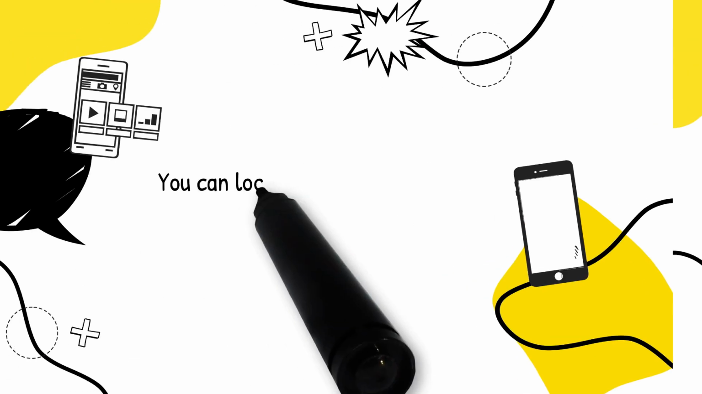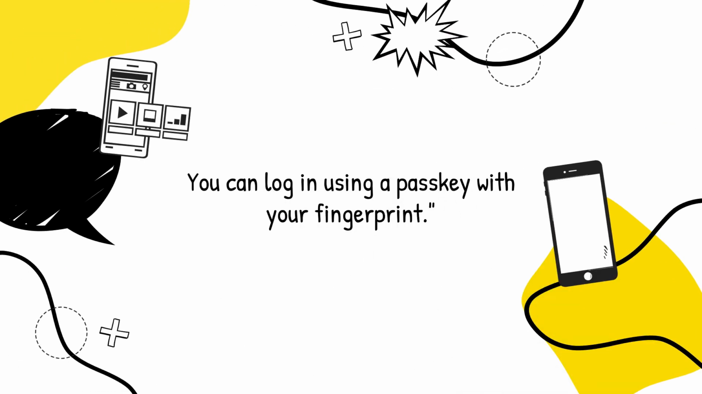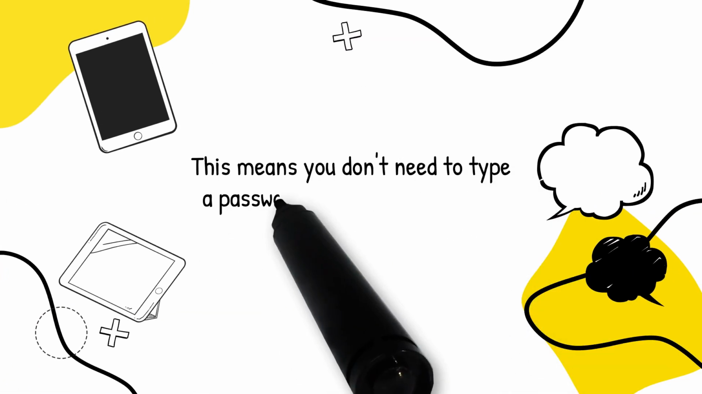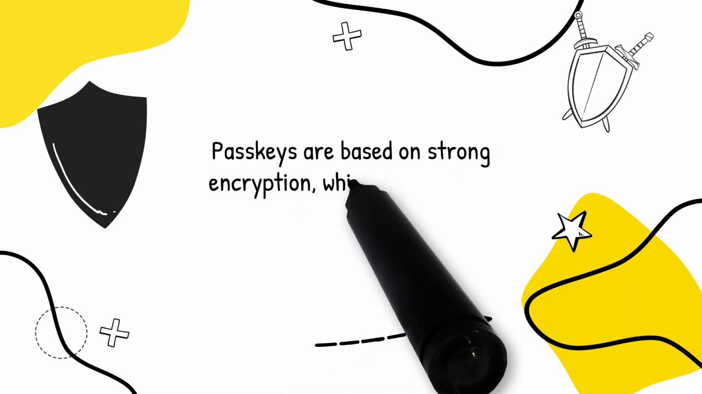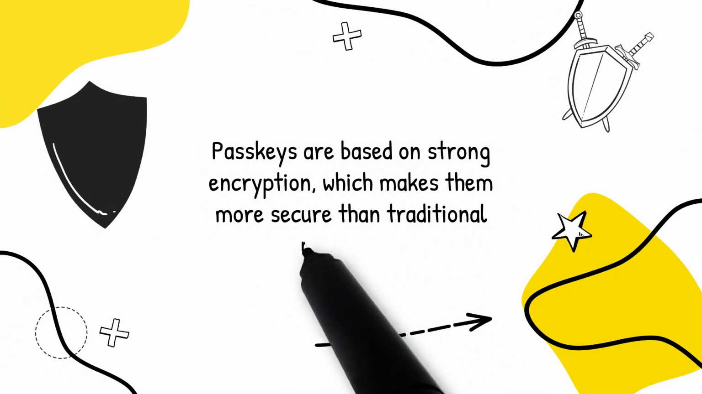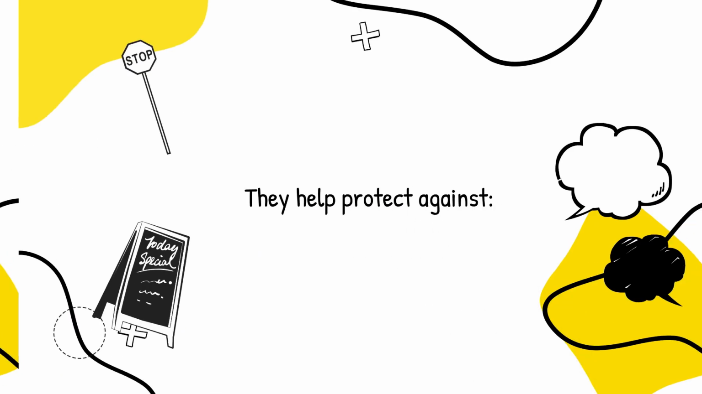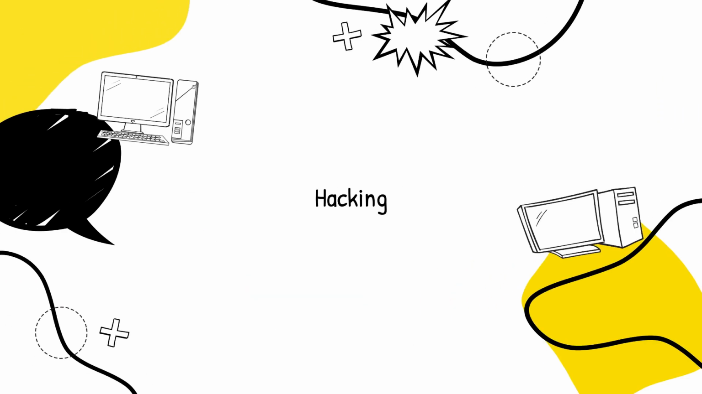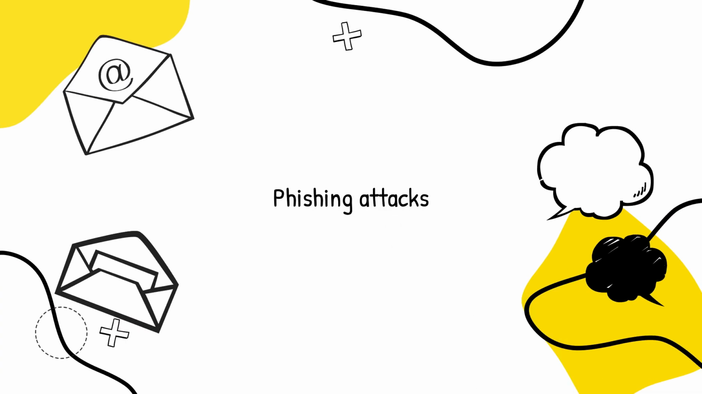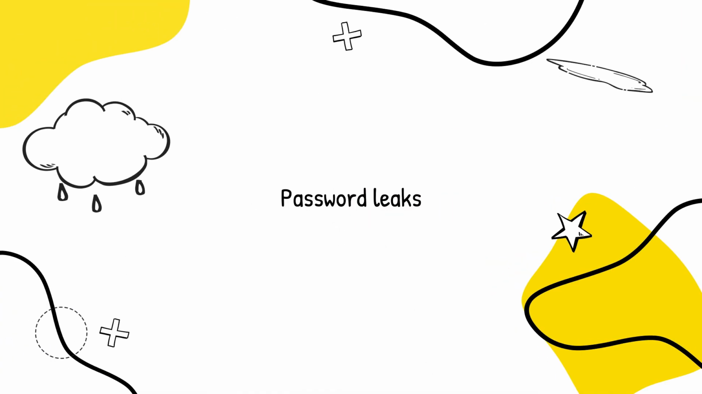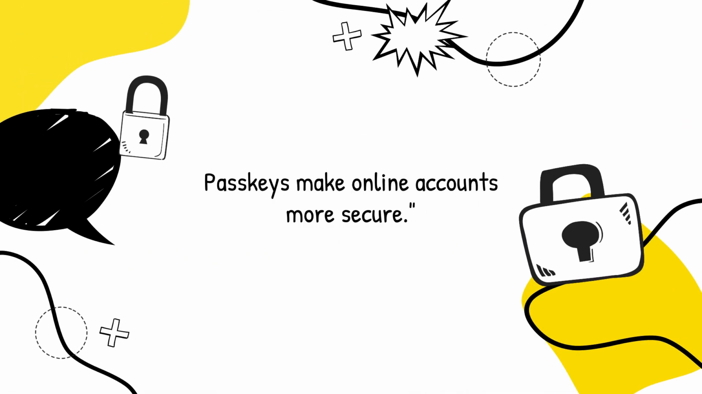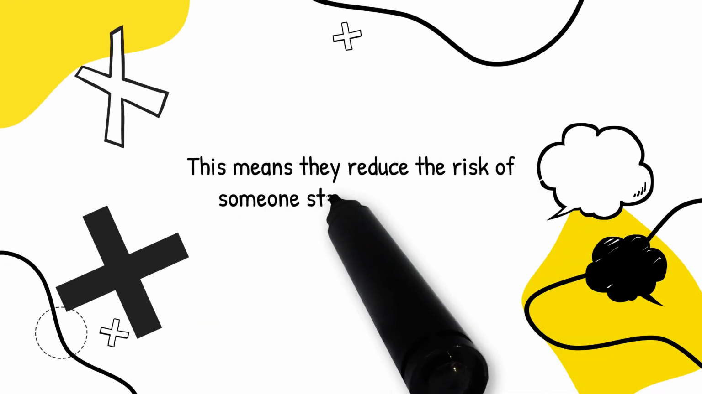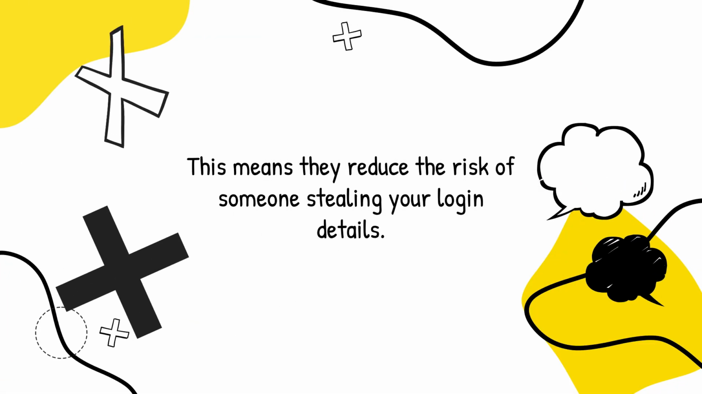For example, you can log in using a passkey with your fingerprint. This means you don't need to type a password. Your device verifies you. Passkeys are based on strong encryption, which makes them more secure than traditional passwords. They help protect against hacking, phishing attacks, and password leaks. For example, passkeys make online accounts more secure. This means they reduce the risk of someone stealing your login details.